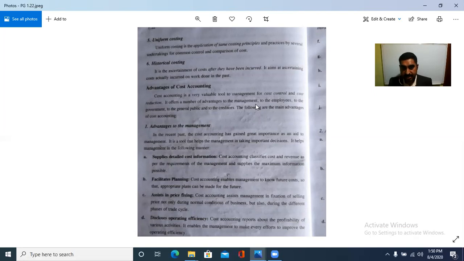To the management itself. So in the recent past, cost accounting has gained great importance as an aid to the management. It is a tool that helps the management in taking such decisions. It helps the management in the following manner: supplies detailed cost information. Cost accounting classifies cost and revenue as per the requirement of the management and supplies the maximum information possible. So, advantages firstly to the management. What is that? First one is supplies detailed cost information.